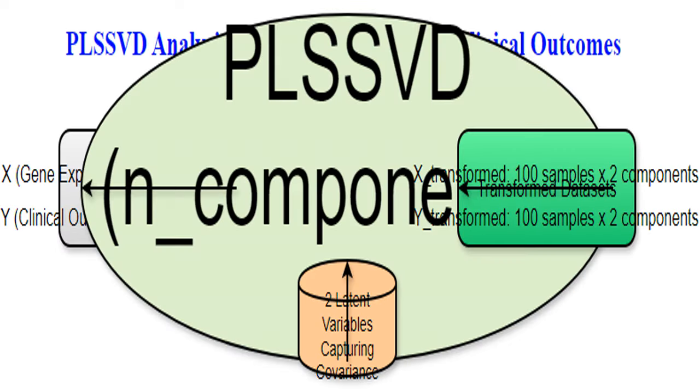Here, I'm using partial least squares singular value decomposition, PLSSVD. It's a fancy technique to find the relationships between the gene expression data, X, and the clinical outcomes, Y. The n_components equals 2 part means I want to reduce the complexity of the data down to just 2 main components, 2 underlying factors that explain most of the relationship between X and Y.